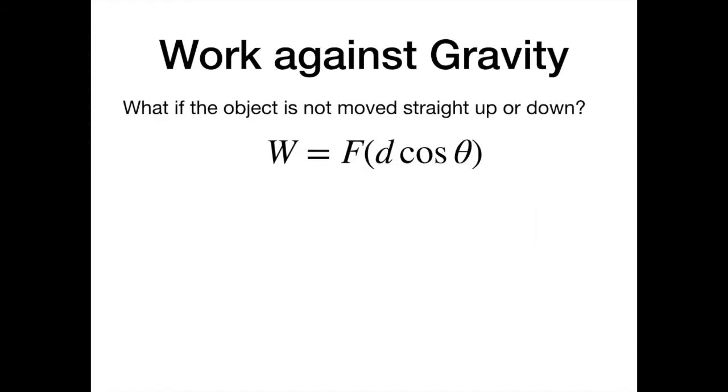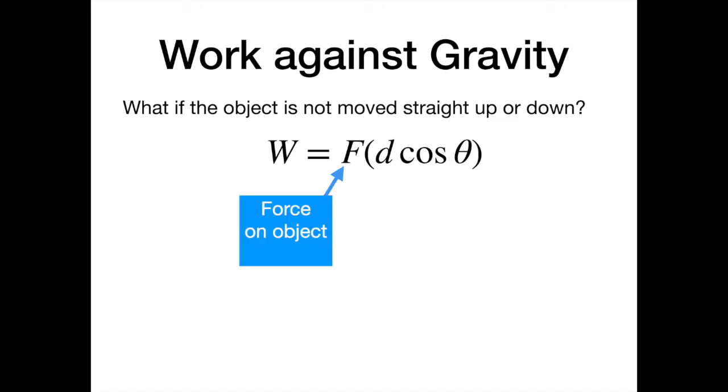That was a simple example where the object was moved straight up or straight down, but you might ask, what happens if you move it at some sort of an angle? Well, we can see what happens in that case by grouping the terms in our definition of work slightly differently.